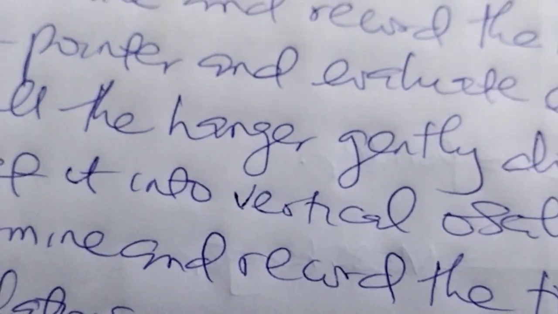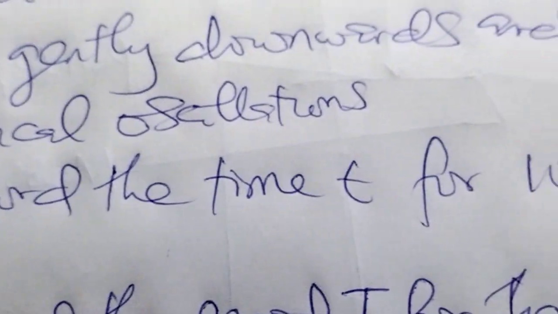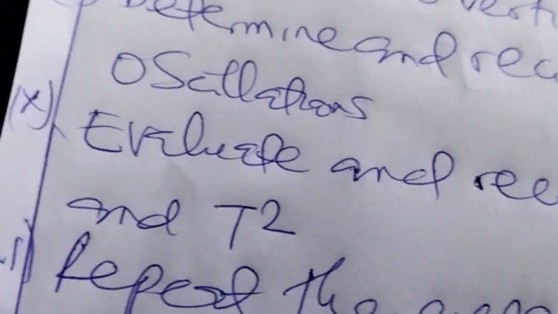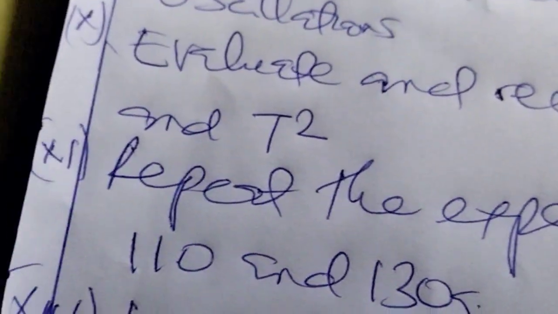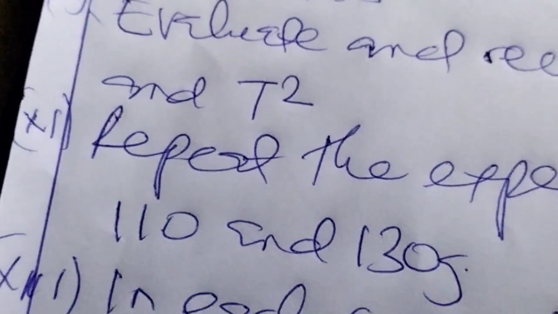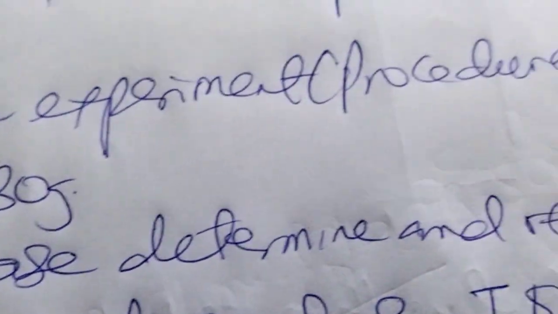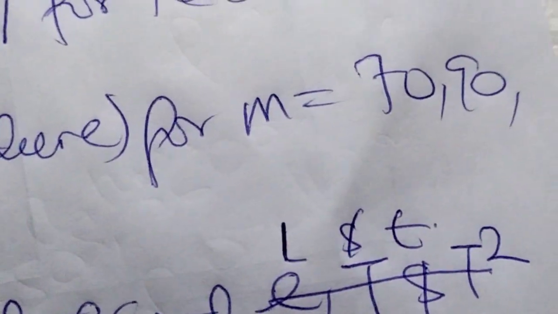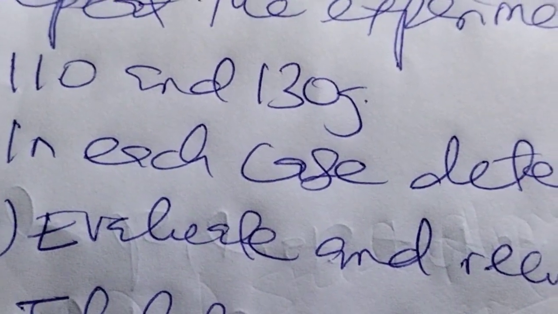to set it into vertical oscillations. 9, determine and record the time t for 10 complete oscillations. 10, evaluate and record the period T, capital T, for the oscillations, from the 10 complete oscillations, and T squared, period squared. Then 11, repeat the experiment or procedure for M equal to 70, 90, 110, and 130.